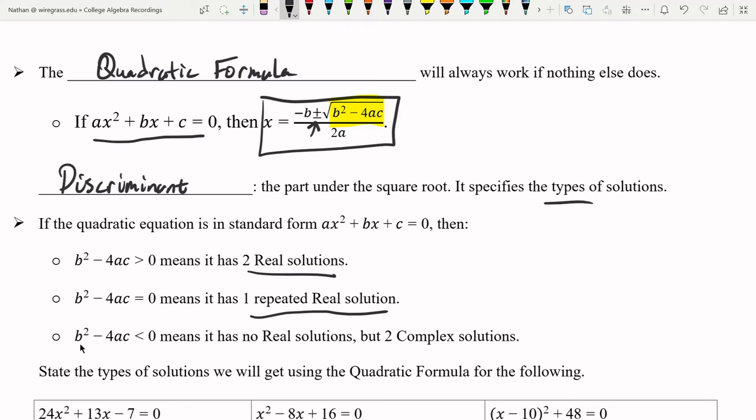And of course, if this discriminant part is less than 0, the square root of a negative number is complex. So we have two complex solutions. The plus or minus is going to give us the two of them.